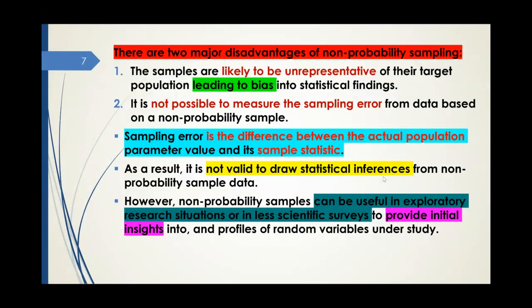Okay, sampling error, this definition is right there. Sampling error is the difference between the actual population parameter value, or specific characteristic, you could say, and its sample statistic. Remember, we get a sample statistic to say how close our sample is to the actual results of our population. So because we have not selected at random, it's not possible to measure the sampling error, because participants were not selected at random, okay?